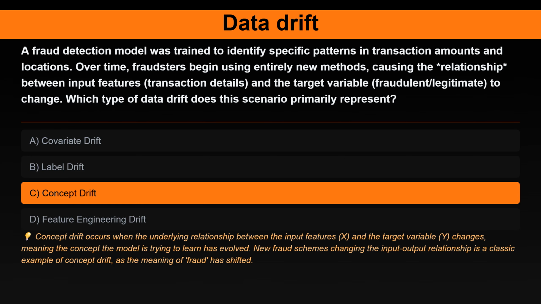The correct answer is concept drift. Here's the explanation. Concept drift occurs when the underlying relationship between the input features, X, and the target variable, Y, changes, meaning the concept the model is trying to learn has evolved. New fraud schemes changing the input-output relationship is a classic example of concept drift, as the meaning of fraud has shifted.